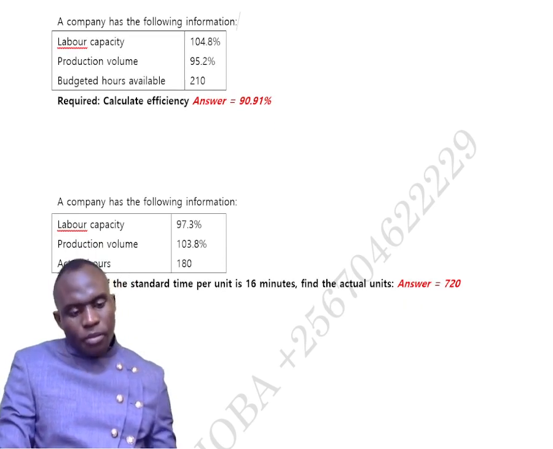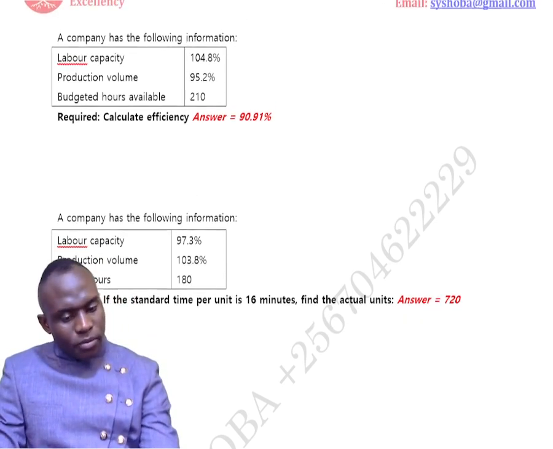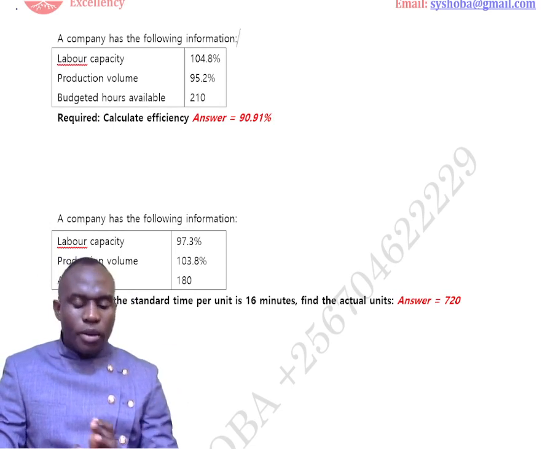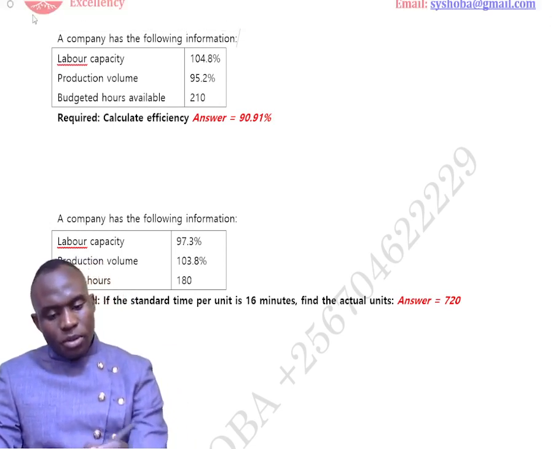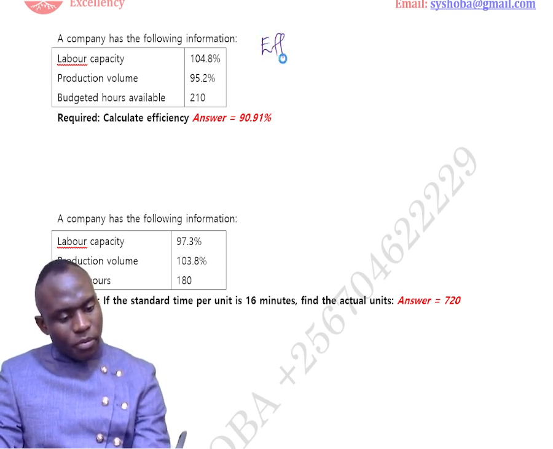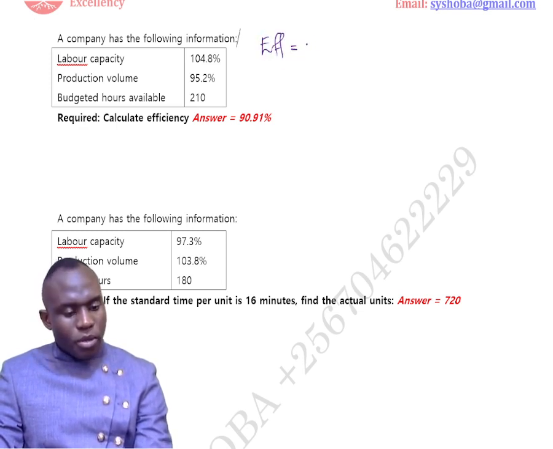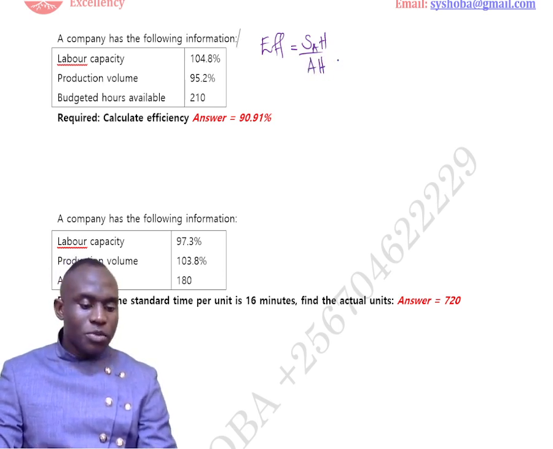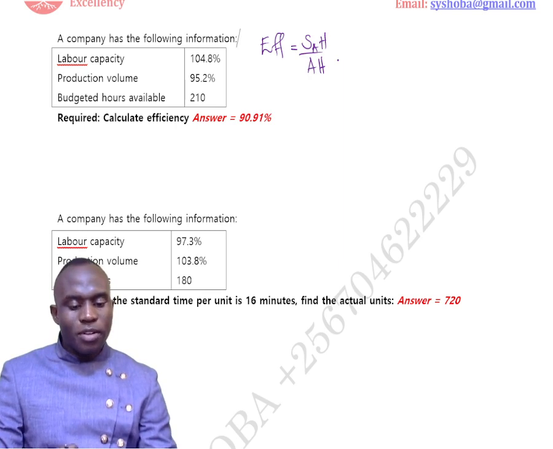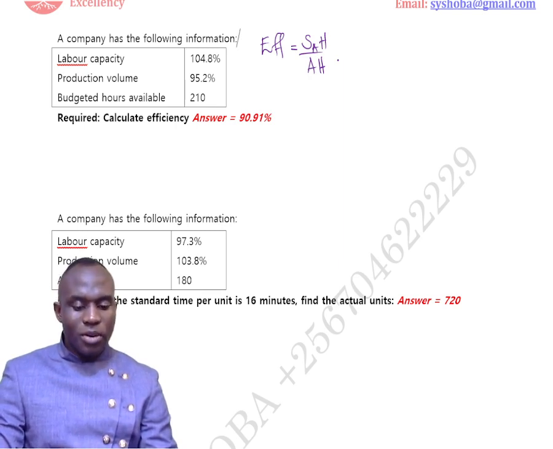Next question, they want us to calculate the efficiency ratio, and the efficiency ratio is standard hours divided by the actual hours. So we work out. Now you see nothing is given. They have just given us budgeted hours. They have not given us actual, they have not given us the time per unit or standard hours.